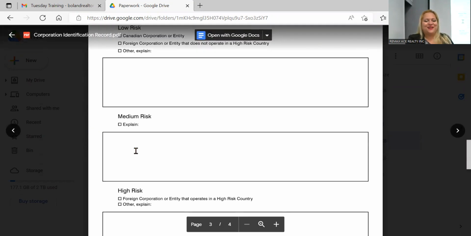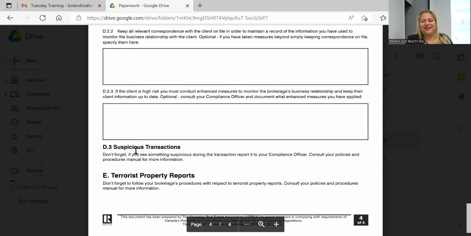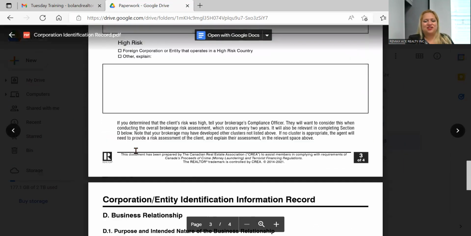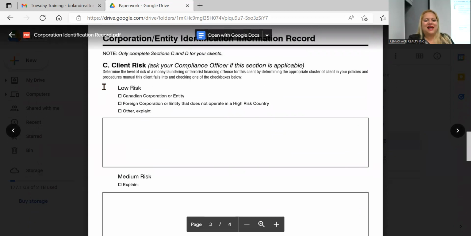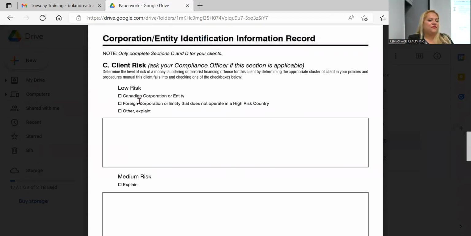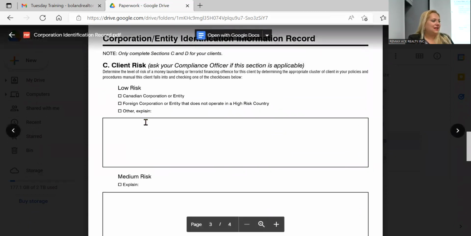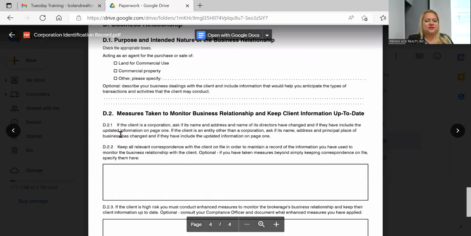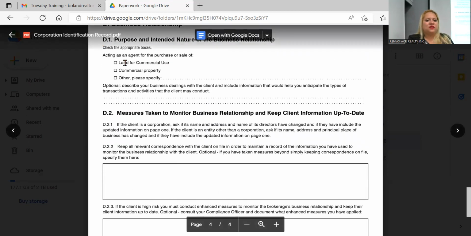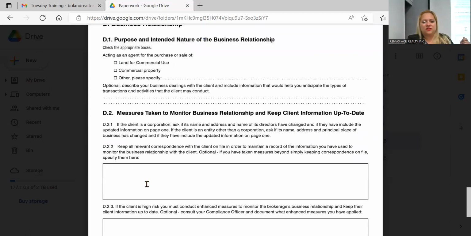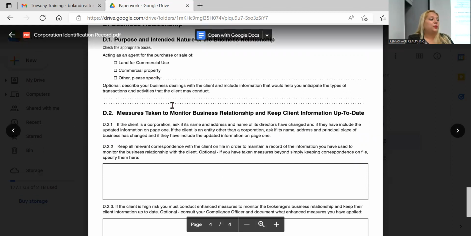Hopefully, like I said last week, everybody's filling out low risk forms, but if you're unsure about the transaction and it is something different, like 99.99% of the time, we're filling out Canadian corporation or Canadian client citizen in front of us present, right? And then here's the only difference: normally it just says residential when we're filling out the ones for our clients. This is going to say whether it's land for commercial use, commercial property, or other, right?